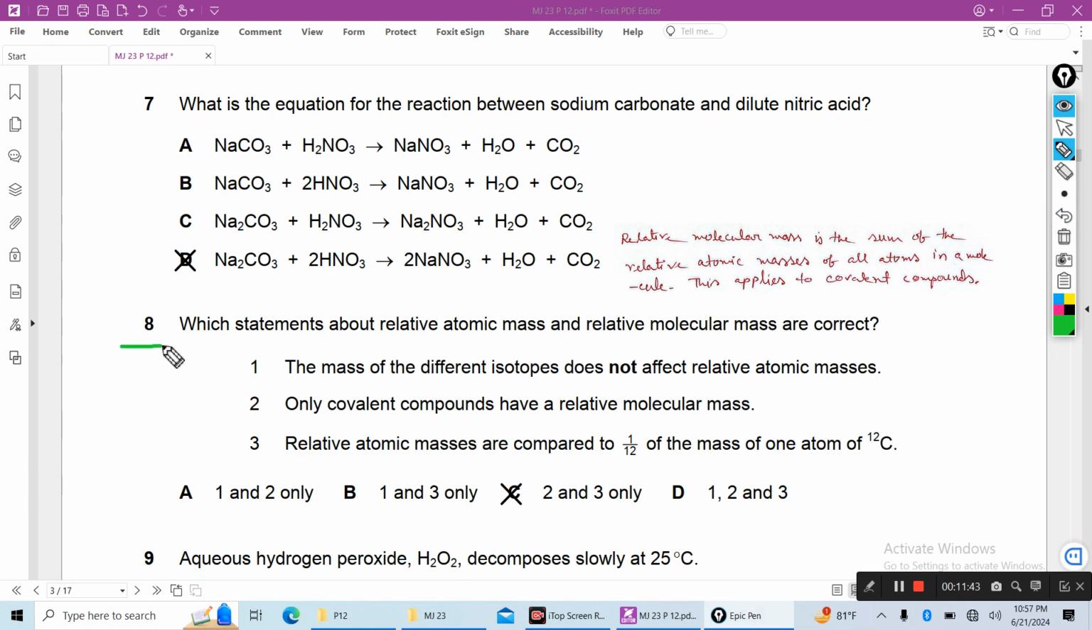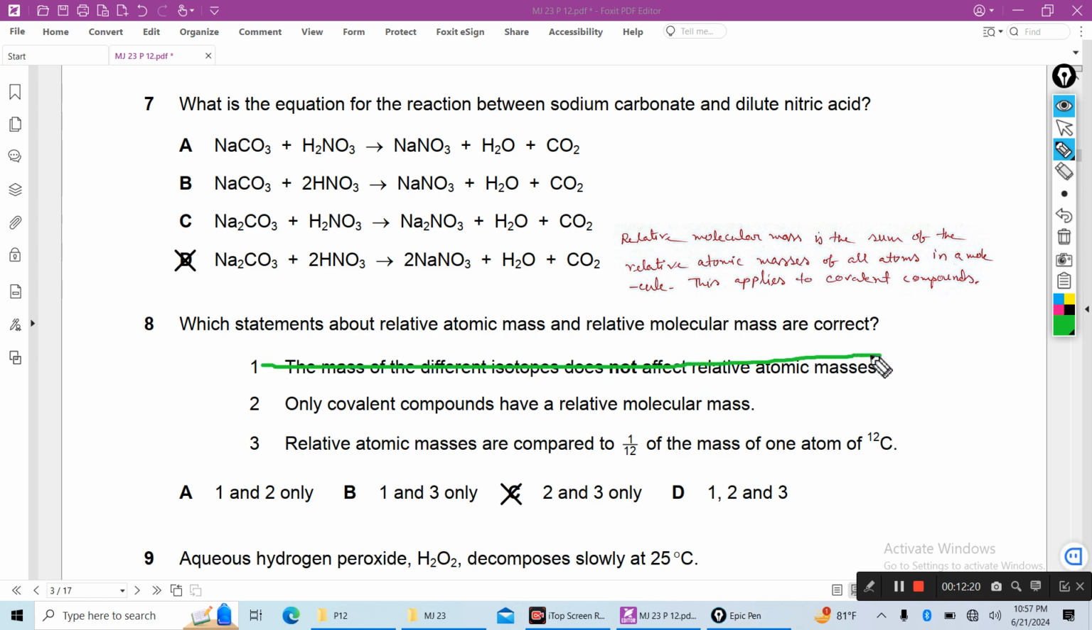Number 8. Which statements about relative atomic mass and relative molecular mass are correct? Number 1. The mass of the different isotopes does not affect the relative atomic mass. This is wrong. The mass of the different isotopes affects the relative atomic masses. So this is wrong.